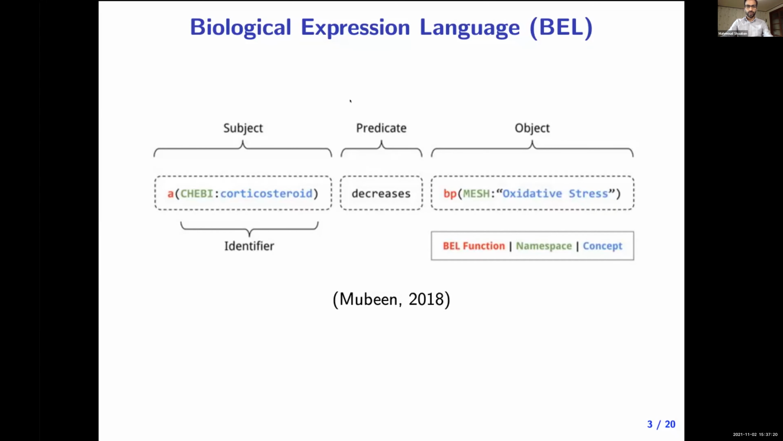The structure of this language is very simple. You have two entities, one of them a subject and one of them an object, and there is a relationship between them. There are certain codes that you can use to indicate the direction of the interaction, and you can indicate what function these entities perform on each other.